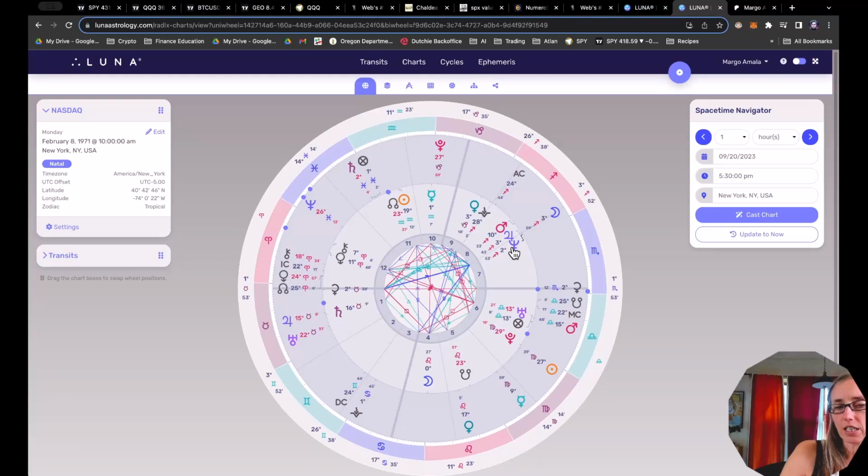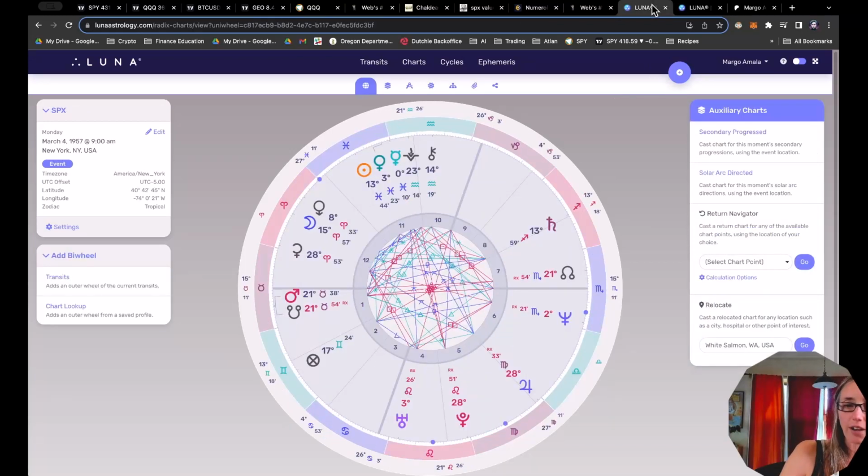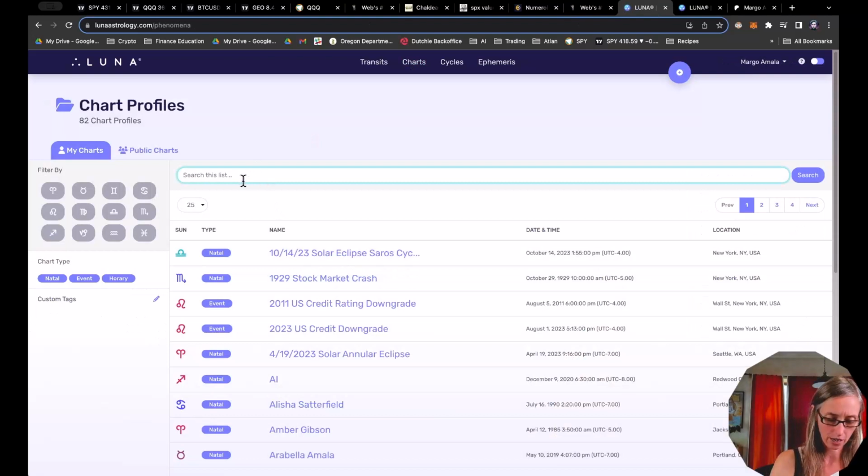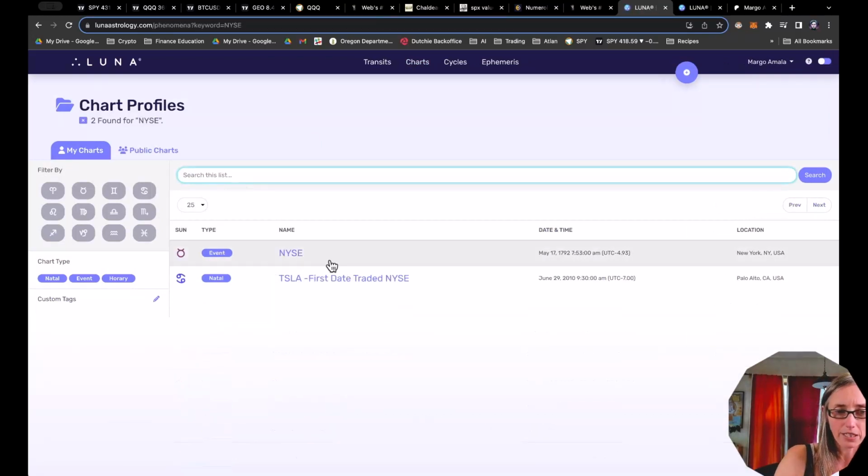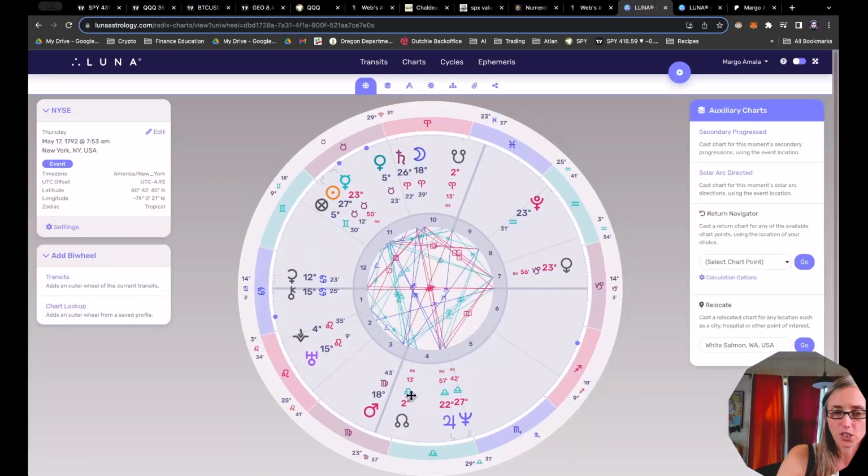In 1792, at the inception date of the New York Stock Exchange, we also have Jupiter conjunct Neptune, but at a different degree. It's interesting that many years later, at the creation of another crucial instrument in the stock market, see here, this is the New York Stock Exchange natal chart, we've got Jupiter conjunct Neptune at 22 and 27 degrees Libra.